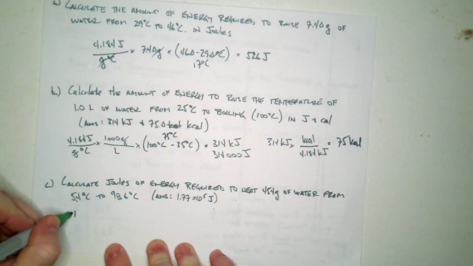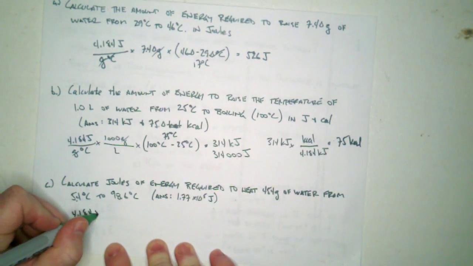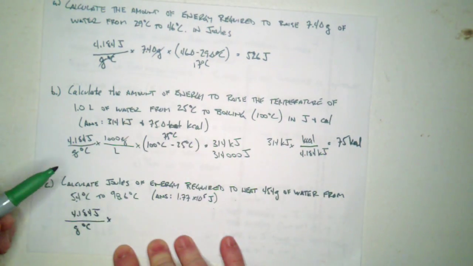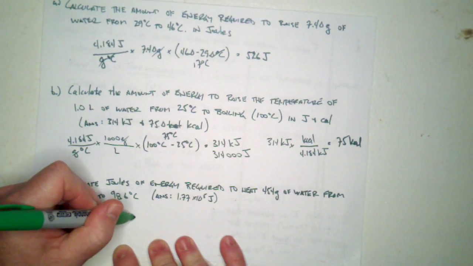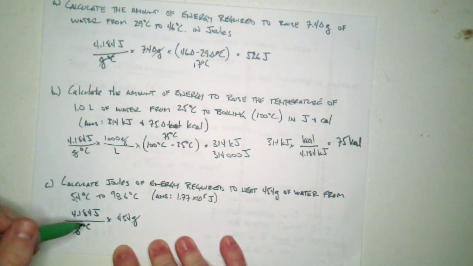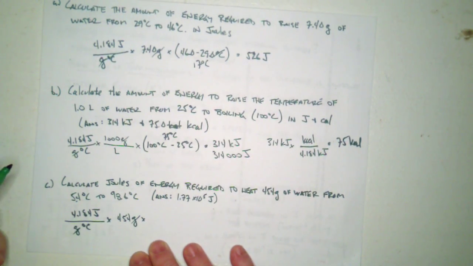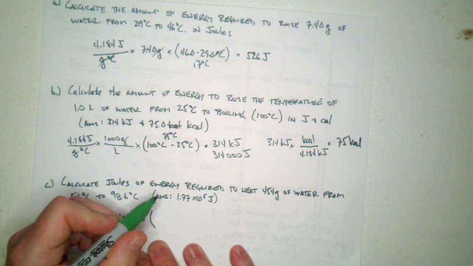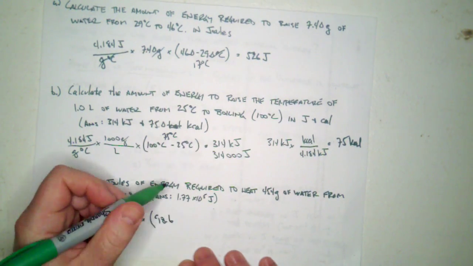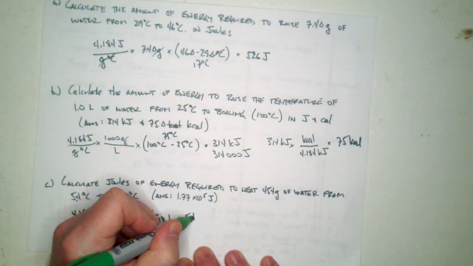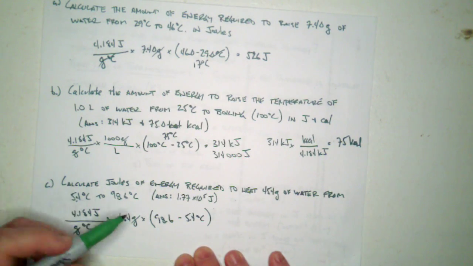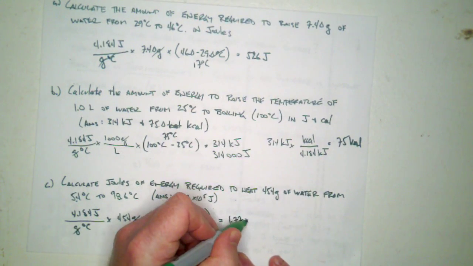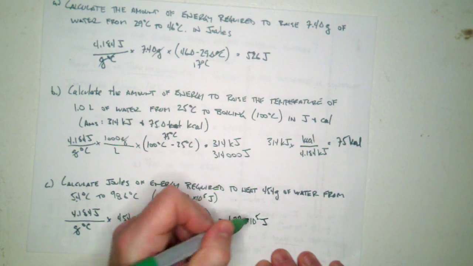Well, we do this exactly the same way. 4.184 joules per gram degree C. Well, how much do we have? We have 454 grams. 454 grams of water. Oh, that's going to make the grams cancel. Now we just got to find a way to make the degrees C cancel. So we then multiply by the difference in temperature. So we subtract the first one from the second one. So 98.6 minus 5.4 degrees C. We get that difference. We multiply it all the way across. We get 1.77 times 10 to the 5th joules.